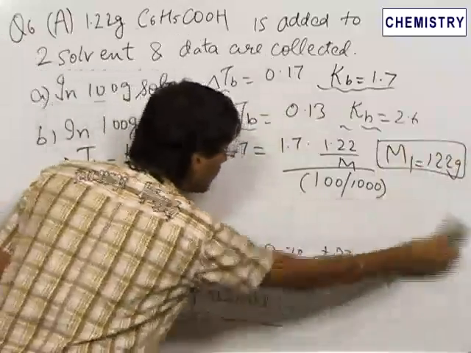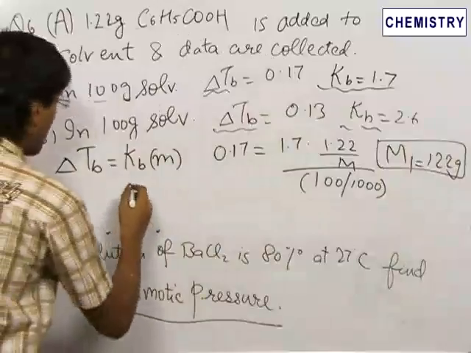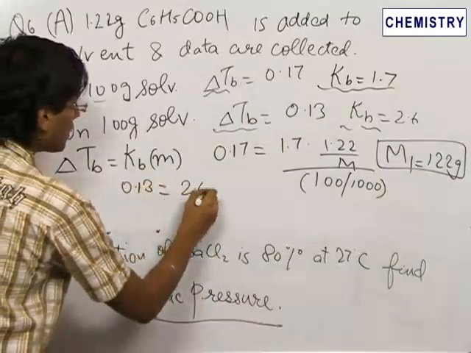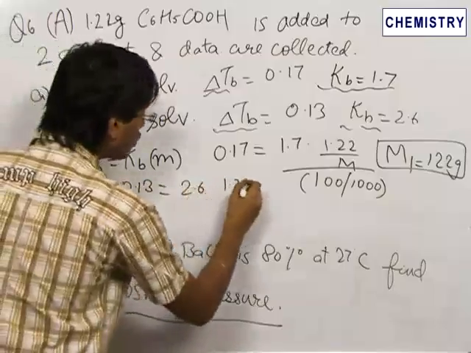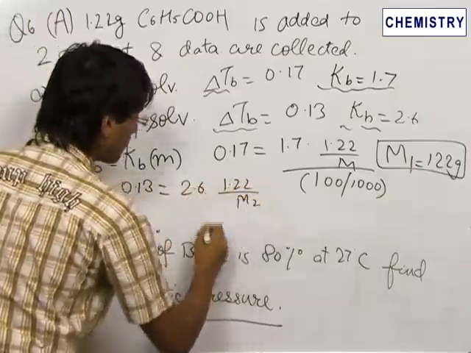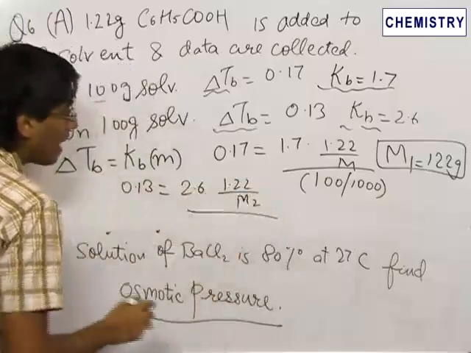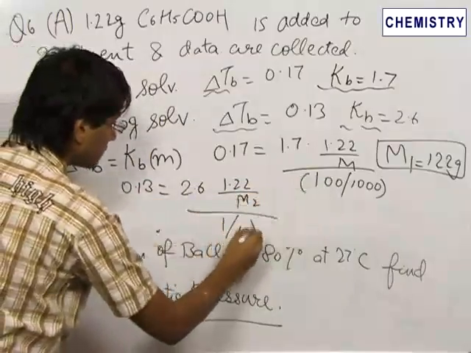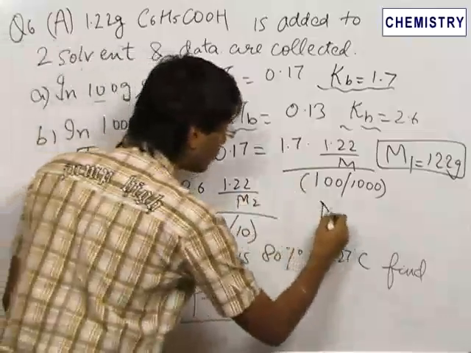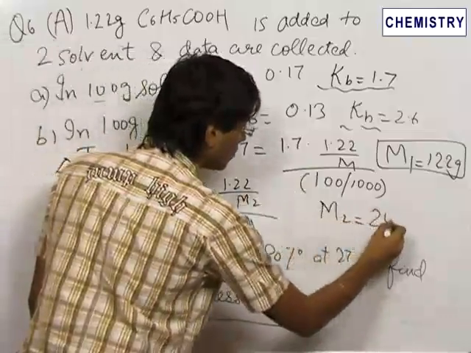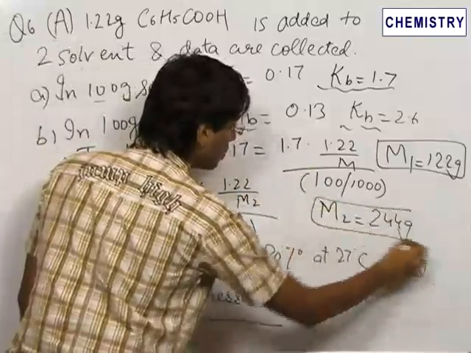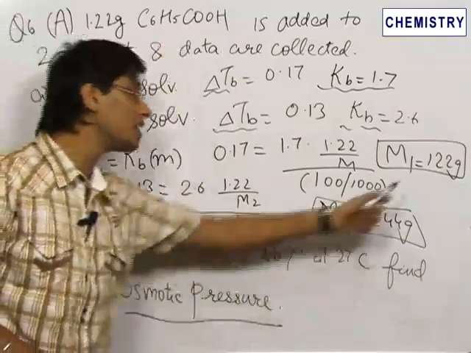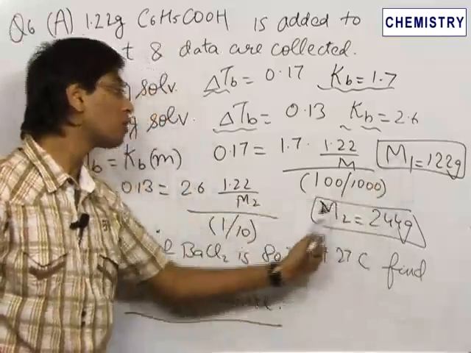For the second solvent, we have 0.13 equal to 2.6 into 1.22 divided by m2, whole divided by 1 by 10 again. This gives our m2 to be equal to 244 grams.